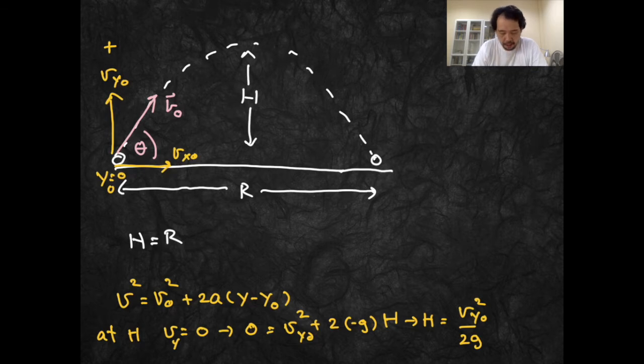Okay, but we also know that vy0 is equal to v0 sine theta. This is the way we resolve the component of the vector. Okay, so we have the relation between h and theta through this vy0. Okay, but we don't know the angle theta yet. Now let's move to the horizontal motion.